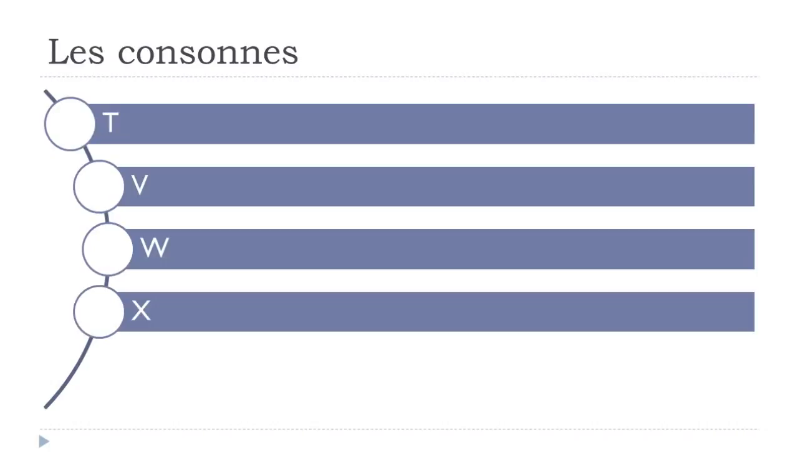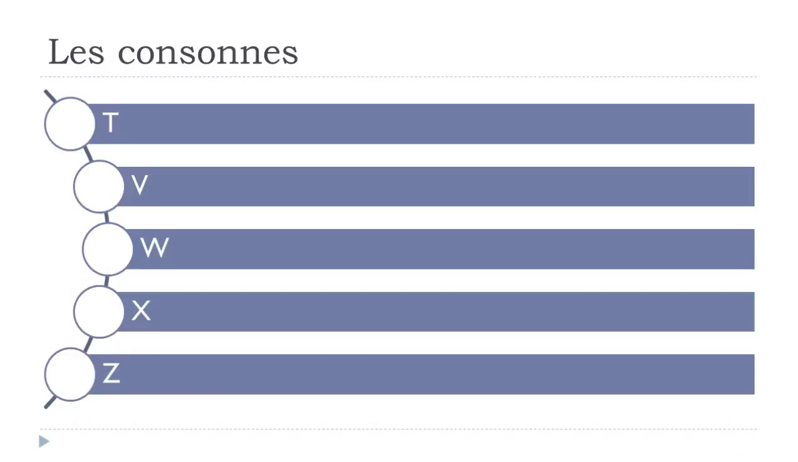X, and the last one, Z. Remember to pronounce the D sound at the end of Z. Let's see them one more time: T, V, W, X, Z.